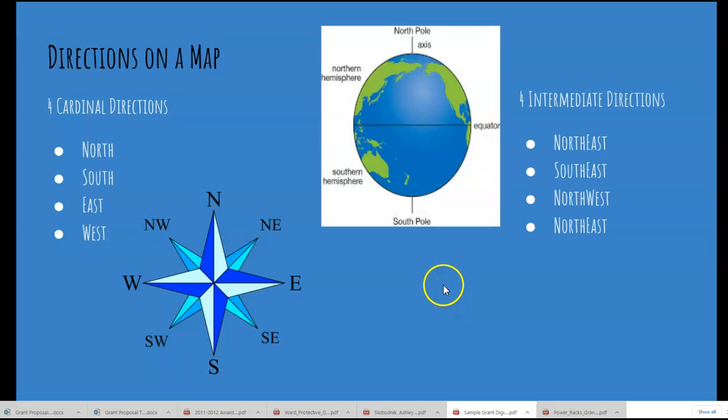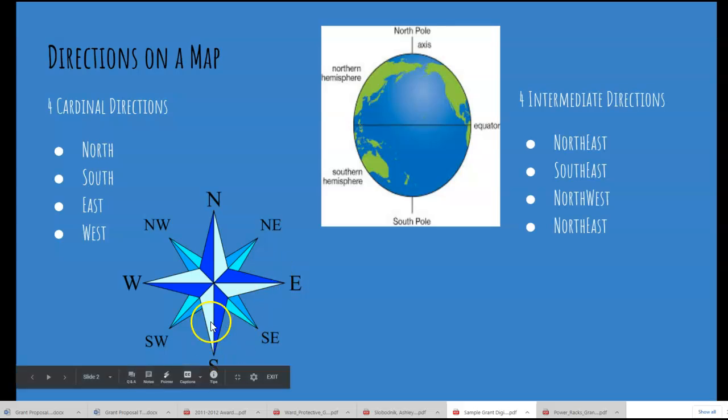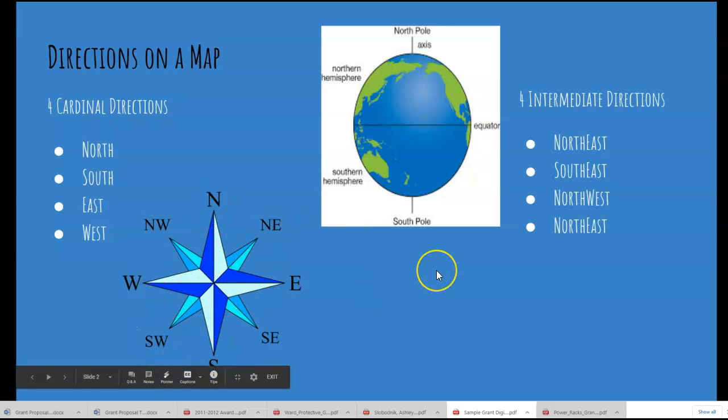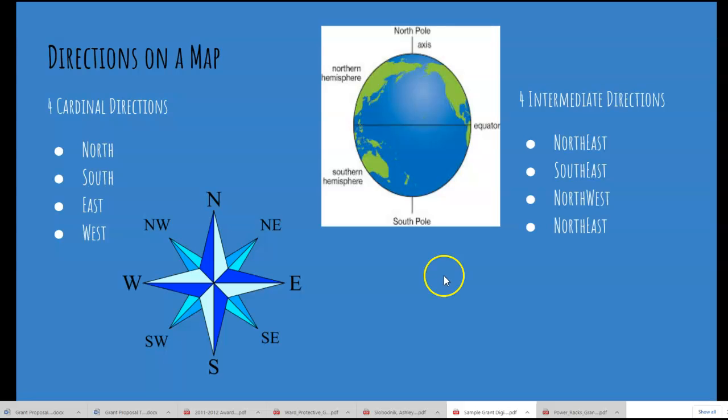Lots of us now use GPS to help us, but it is still important to know which way is north, east, south, and west. Because if you're not sure of these and your GPS is not set up correctly, or it's set up correctly but you don't know which way is north, it will be hard to read a GPS.